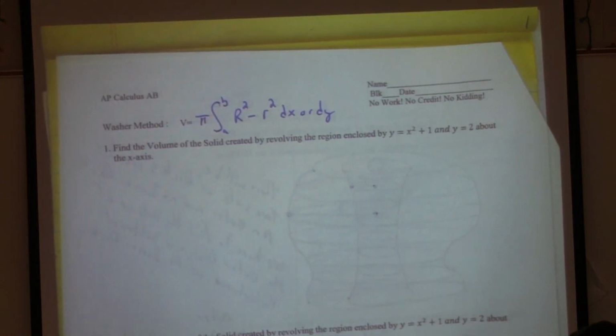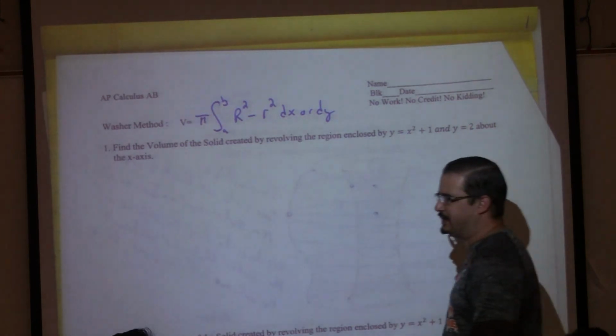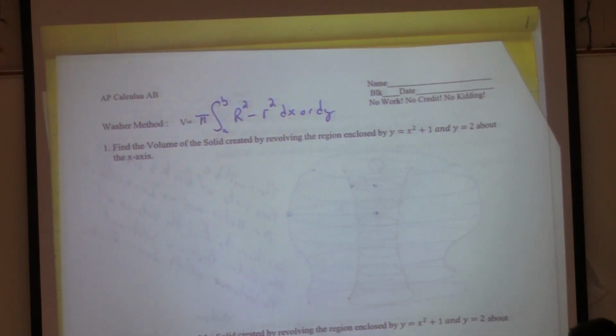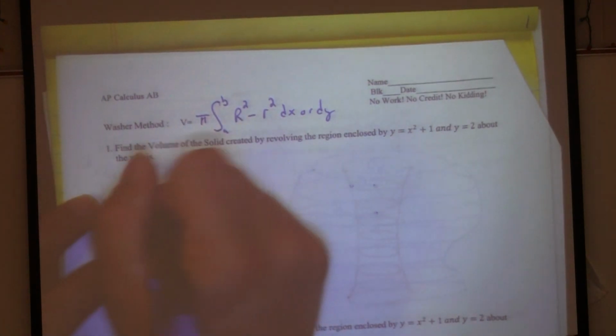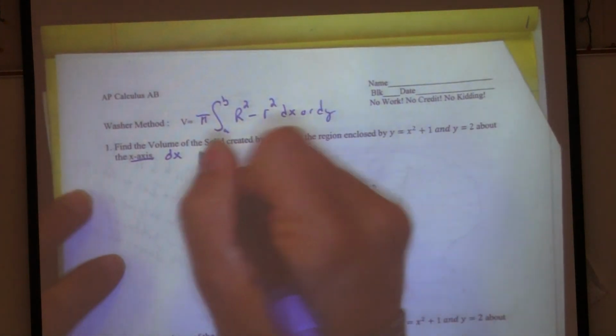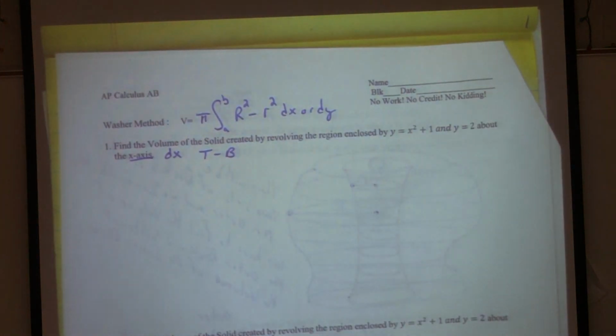How we find the big R and the little r will depend on whether we're revolving around something that's like the x or something like the y. Cool? So let's look at this first example. Find the volume of the solid created by revolving the region enclosed by y equals x squared plus 1 and y equals 2 about the x-axis. So we're revolving around the x-axis, so we know this is a dx problem. We know we're going to have to do top minus bottom to be able to find that big R and that little r. Okay? Let's draw a little sketch here.